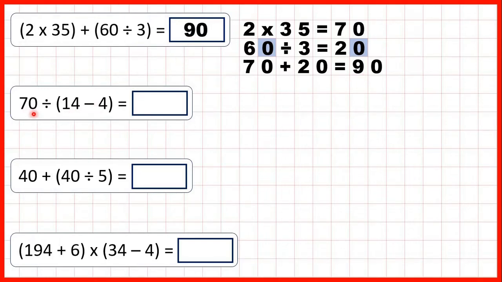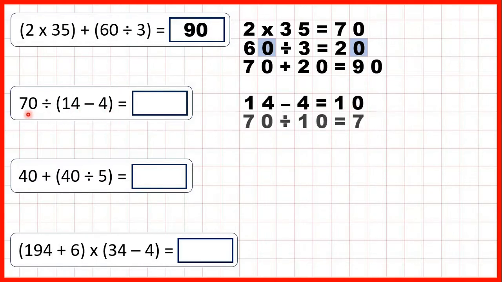Now we have 70 divided by 14 minus 4, so we need to do what's in the bracket first. 14 minus 4 is 10, so we need to work out 70 divided by 10. That's 7, so that's our answer. And notice we get a different answer if we don't do the bracket first. If we did 70 divided by 14, that would be 5, and then if we subtracted 4, that would be 1. But that would be the wrong answer because we have brackets, so we do what's in brackets first.